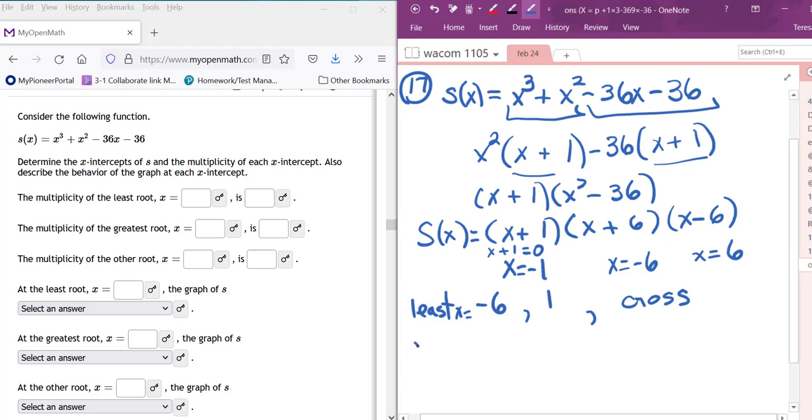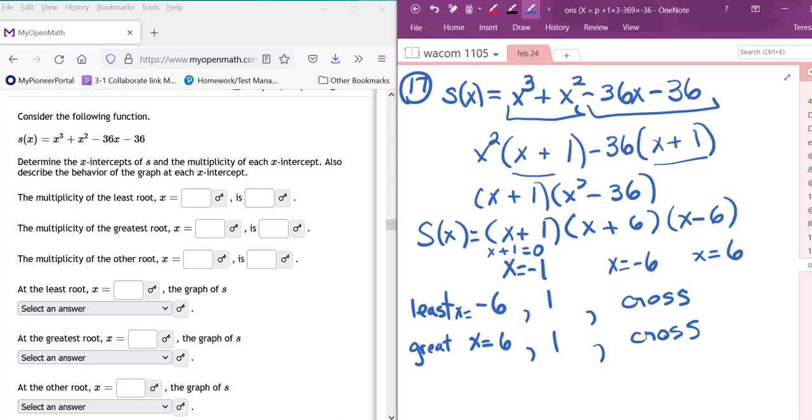Right? The greatest root is 6. It only occurs one time, and it will cross. And the other root will be the -1. And it only occurs one time, so it will cross. So it's going to cross at all 3 of those.